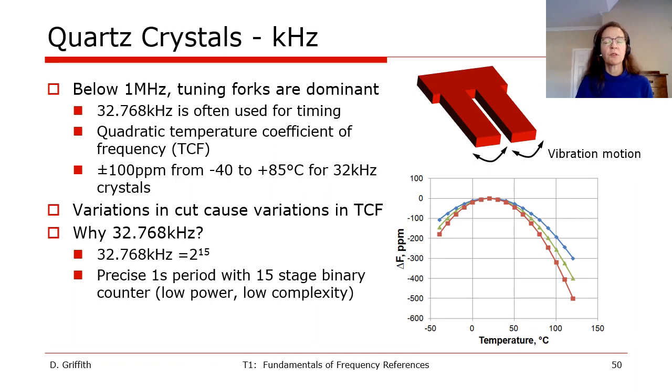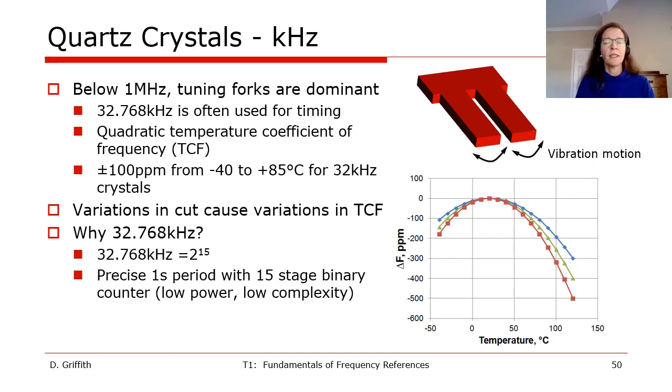A tuning fork crystal has a temperature coefficient of frequency that's quadratic, as shown in the bottom right of the slide. This means that the resonance frequency will vary at the temperature extremes, and plus minus 100 ppm from minus 40 to 85 degrees C is typical. Manufacturing variation will cause variation in this TCF, as you can see in the red, green, and blue lines.